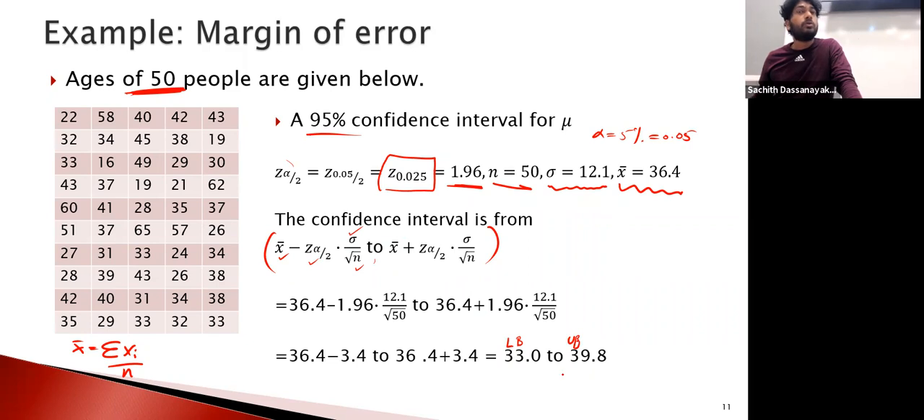Lower bound to upper bound, don't use the brackets. Or you can simply use lower bound, comma, upper bound, so that you can use brackets, because that's how we write intervals. It's a standard one. Either this way or this way, doesn't matter. So this is the answer for the 95% confidence interval for mu. Okay, clear?